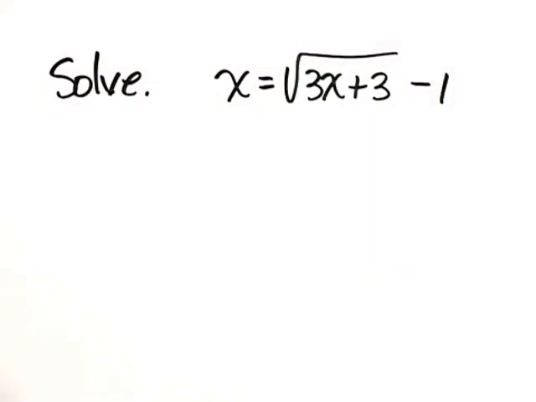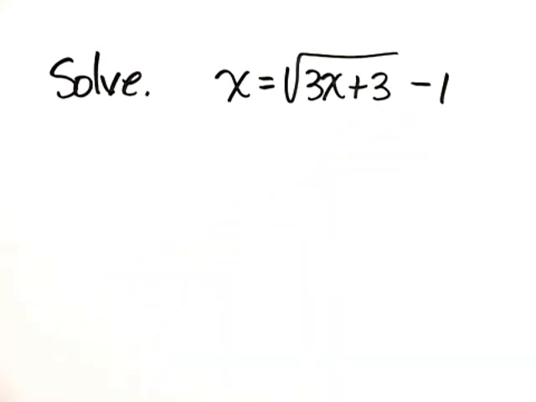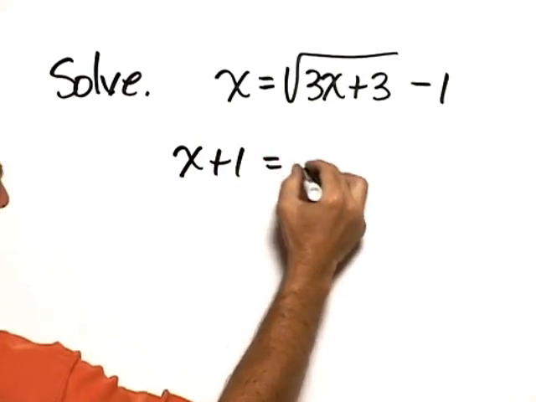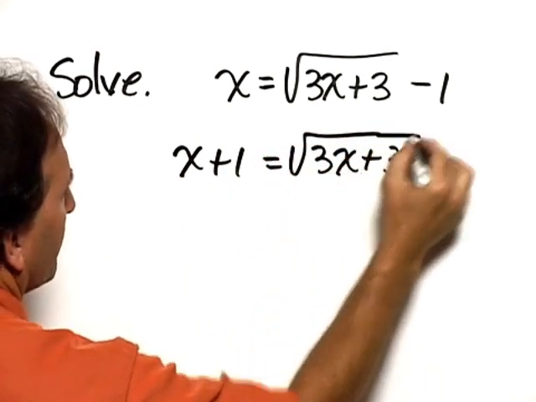Solve. x equals the square root of 3x plus 3 minus 1. To solve for x, we need to isolate this radical expression. So the first thing we'll do is add 1 to both sides. So we have x plus 1 equals the square root of 3x plus 3.